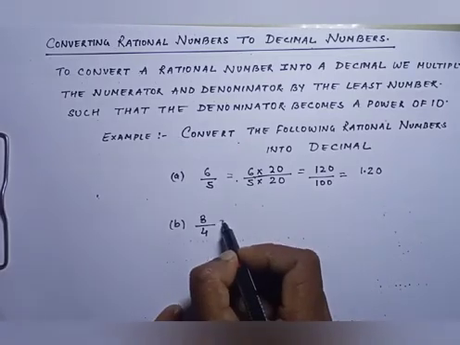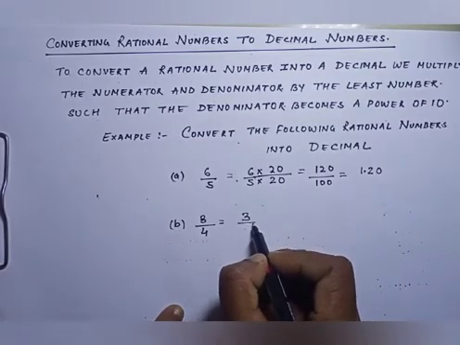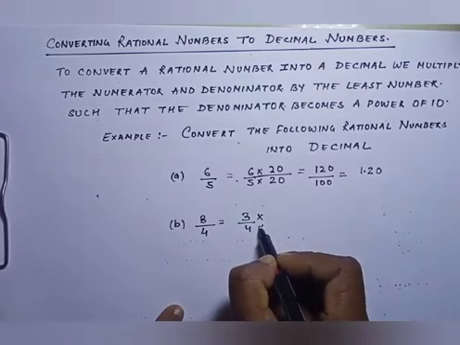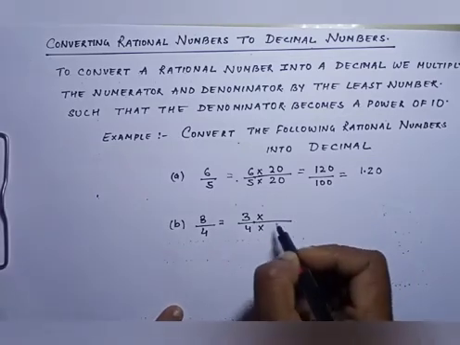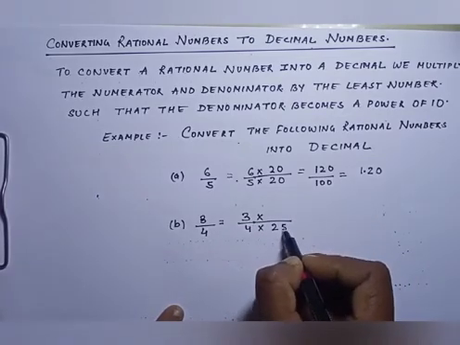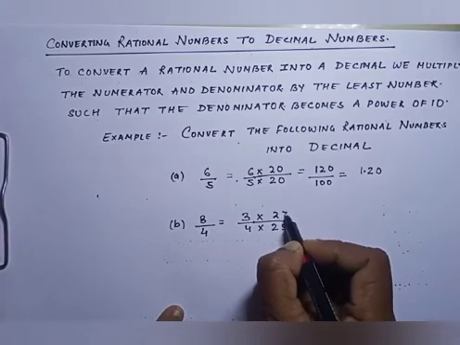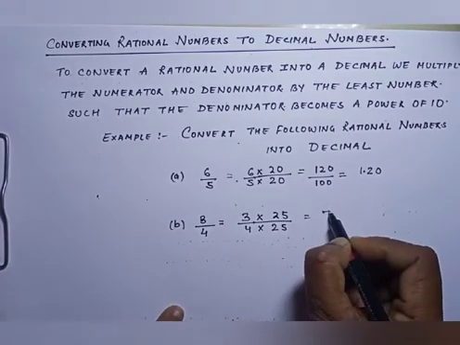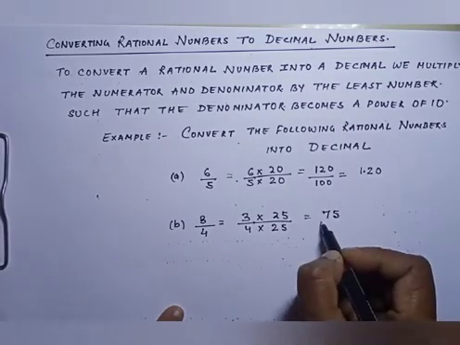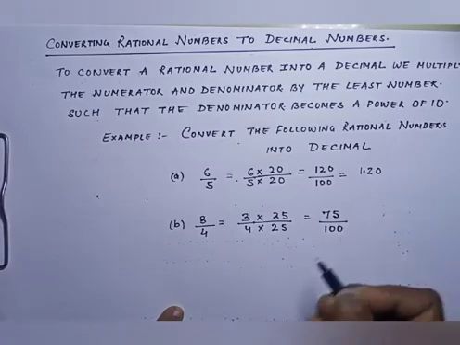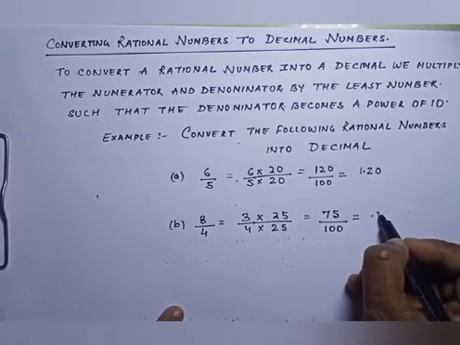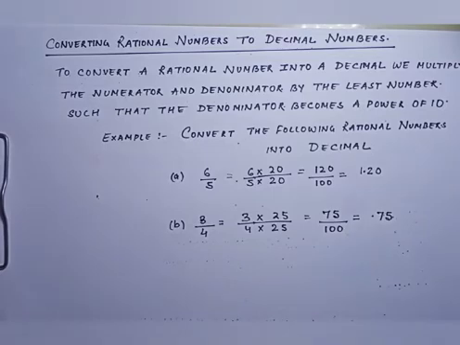Let us see another example. 3 upon 4. If I multiply 4 by 25 and 3 by 25, it will become 75 upon 100. So it can be written as 0.75. I hope both the examples are clear to everyone.